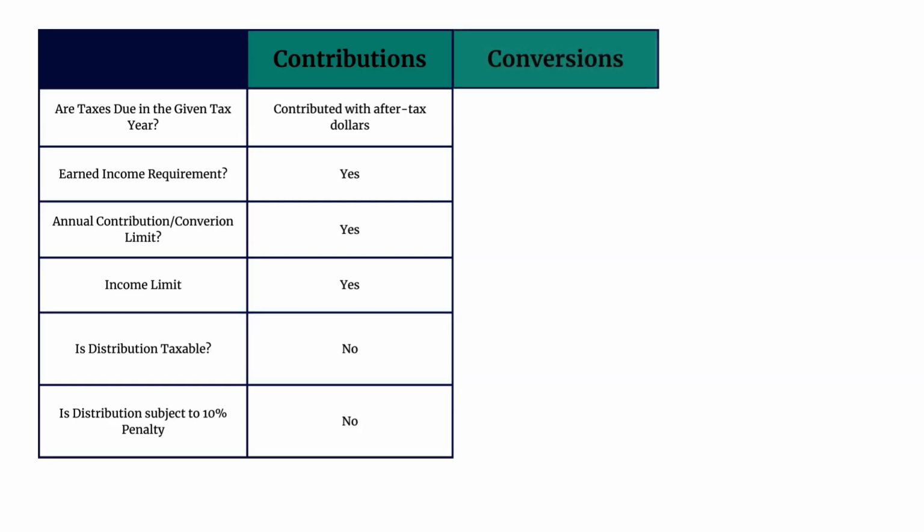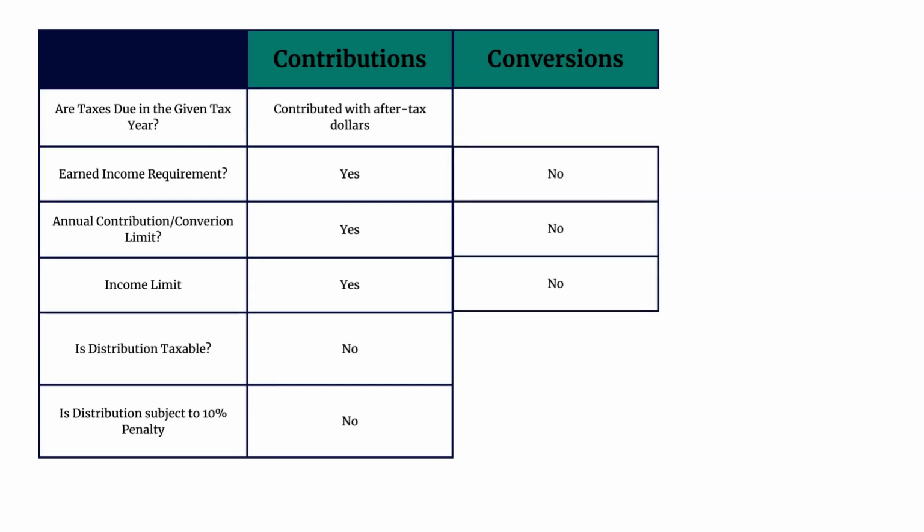The next way that you can get dollars into a Roth IRA comes from conversions. Converted dollars come from pre-tax accounts, such as a traditional IRA or traditional 401k. Unlike contributions, there's no requirement that you have earned income that year. There's no income limit which would preclude you from doing this. And there's also no annual cap on how much you're able to do in a given year.